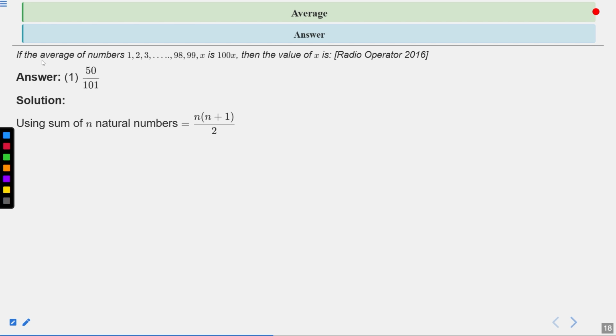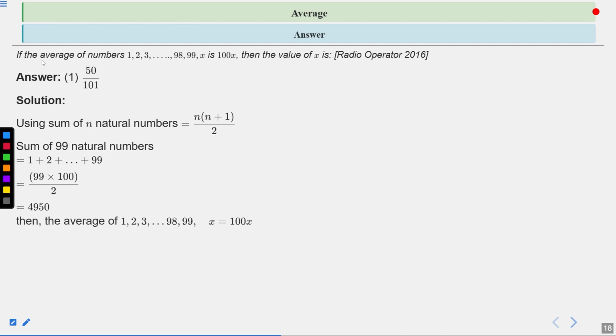Using the sum of n natural numbers, we know that it is n into (n plus 1) by 2. So the sum of 99 natural numbers, 1 plus 2 plus 3 plus ... up to 99, is 99 into 100 by 2, which equals 4,950. So the average of 1, 2, 3, up to 99 and x is equal to 100x.